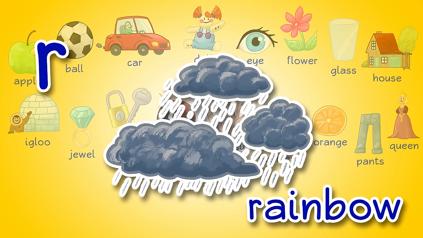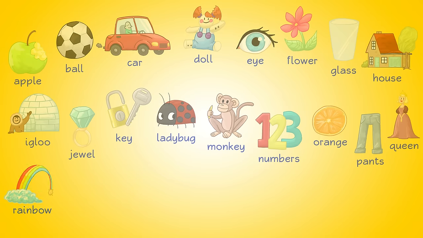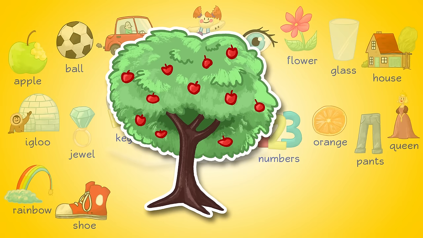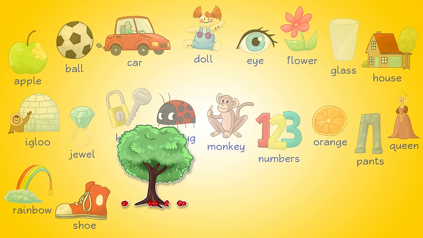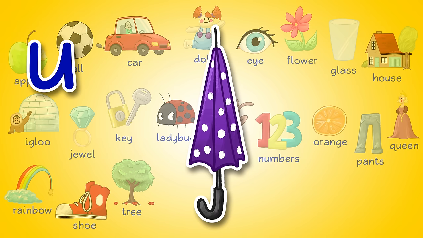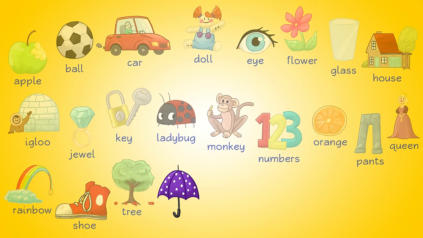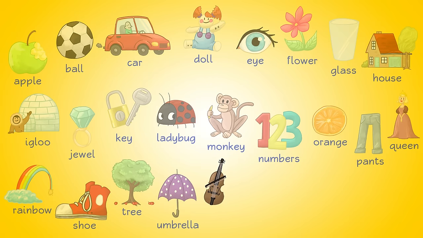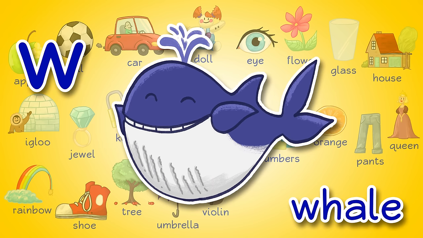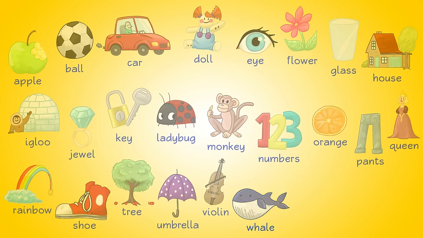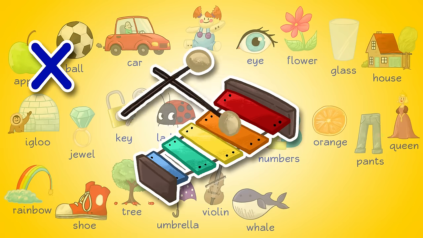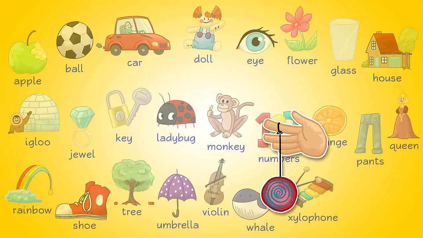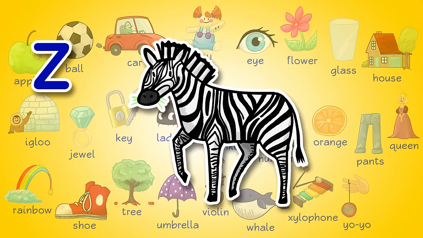R is for rainbow. S is for shoe. T is for tree. U is for umbrella. V is for violin. W is for wheel. X is for xylophone. Y is for yo-yo. And the Z is for zebra.